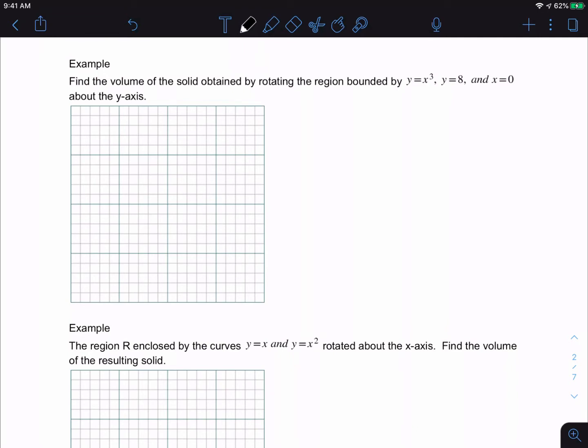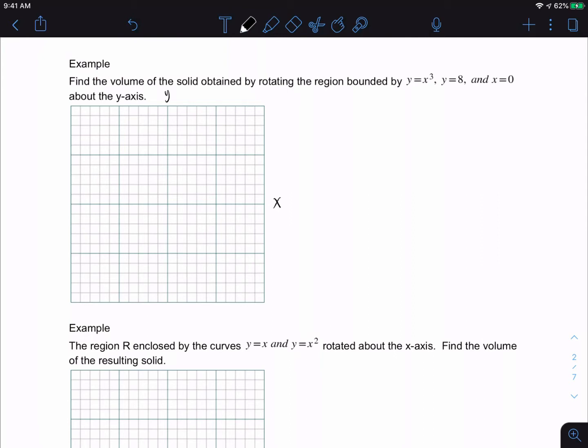And the next example, it's asking us to find the volume of the solid that is being rotated. We're rotating the region bounded by y is equal to x cubed, y is equal to 8, x is equal to 0, and we're going to do that about the y-axis. So here it is.